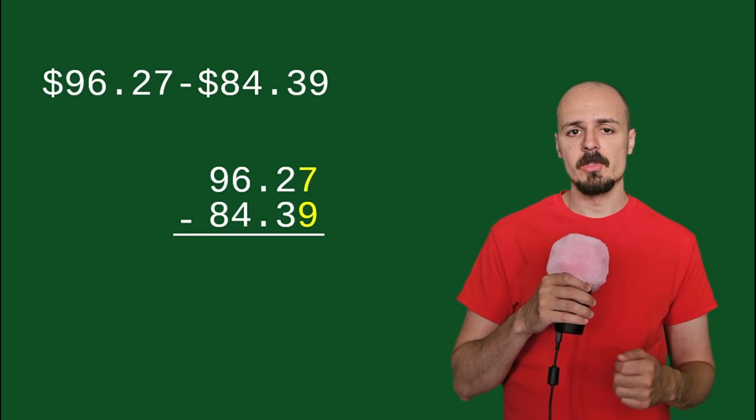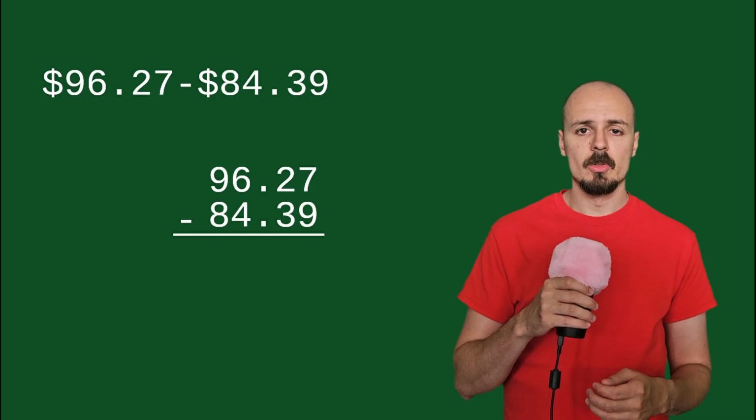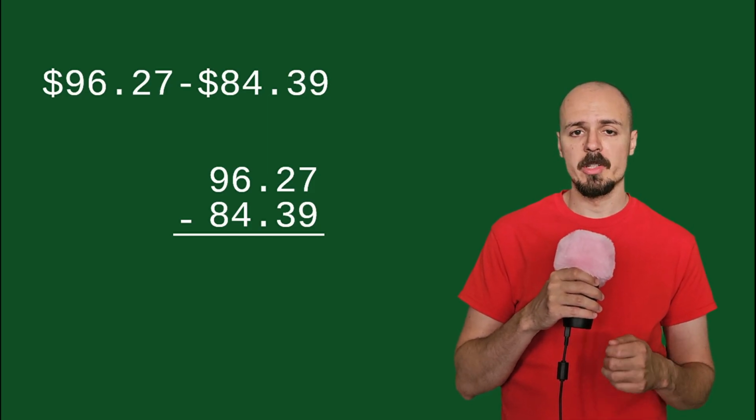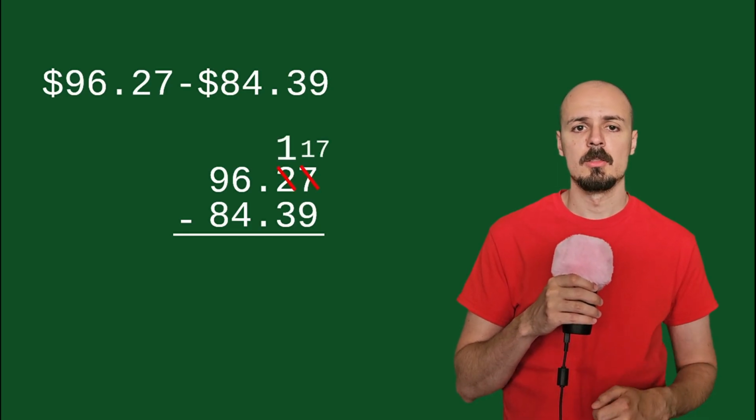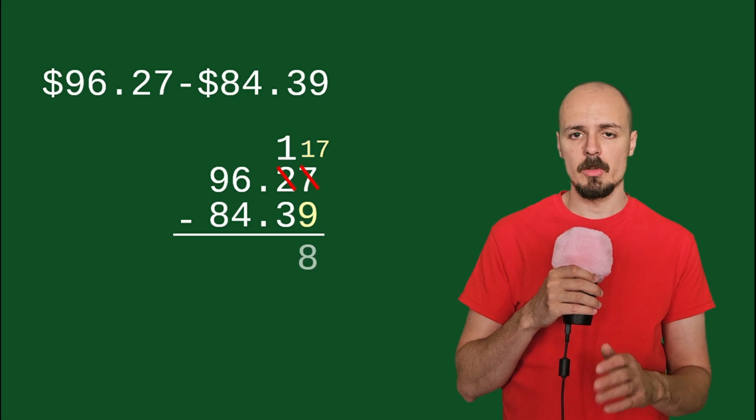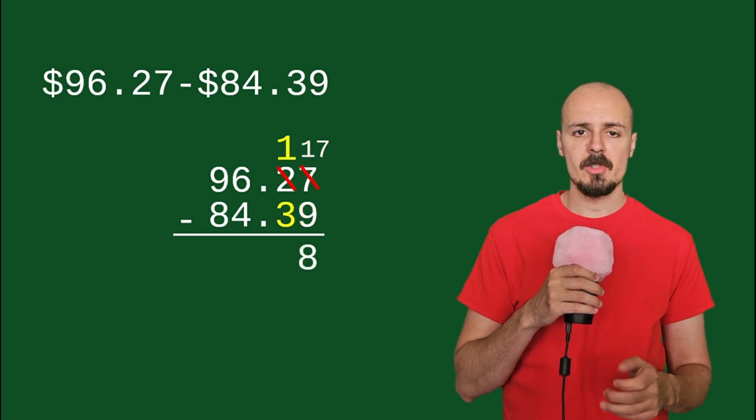7 minus 9 is, well, a negative. So again, we have to do the same thing we did before. We have to borrow from the next column. Doing so will turn this 2 into a 1 and the 7 into a 17. 17 minus 9 is 8, so that's perfect. Now we go to the next column.